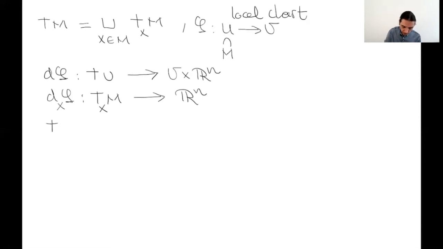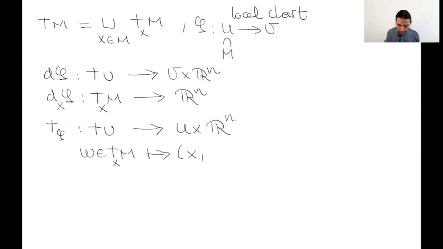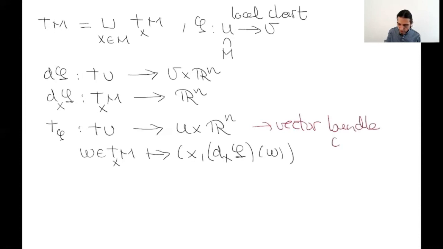Now we can use these definitions to provide a vector bundle chart for the tangent space of U. Let's display how. We have here the tangent space of U, and we're going to send it bijectively to U times Rn. If W is a tangent vector to M at the point X, X a point in U, we're going to send this to X and the image by the differential of phi at the point X of the tangent vector W. That is going to be indeed a vector bundle chart for the tangent vector bundle.